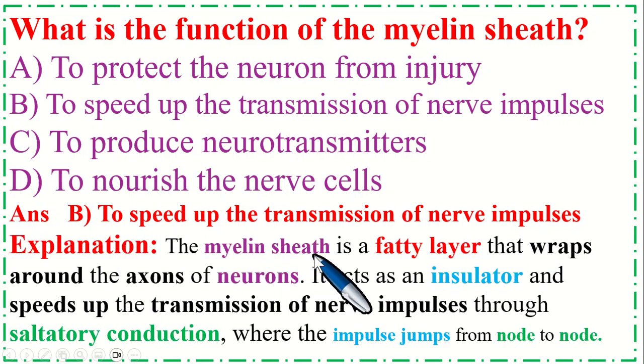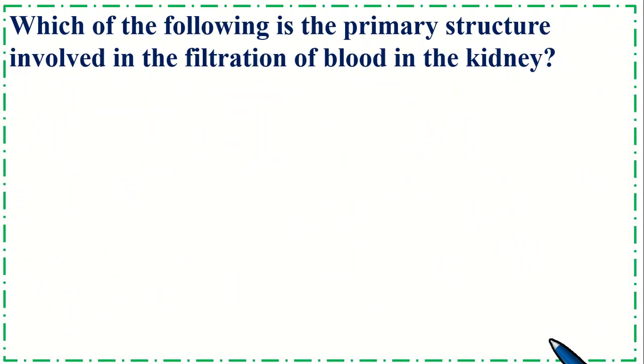The explanation is, the myelin sheath is a fatty layer that wraps around the axon of neurons. It acts as an insulator and speeds up the transmission of nerve impulses through saltatory conduction, where the impulse jumps from node to node. So this is very important MCQs.